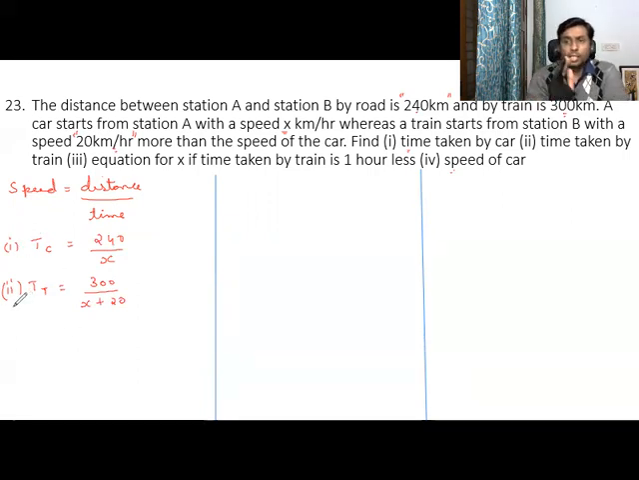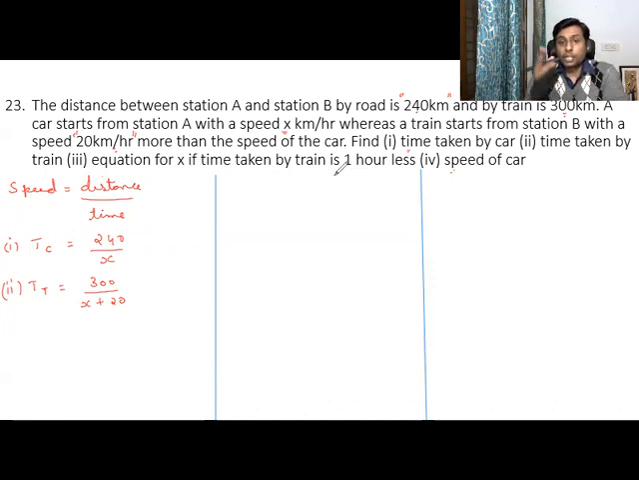So very simple. Speed is distance by time. Therefore, time becomes distance by speed. Car, 240 kilometers, speed x. Train, 300 kilometers, speed x plus 20. Now, how are these two times related? That is also given in the question.